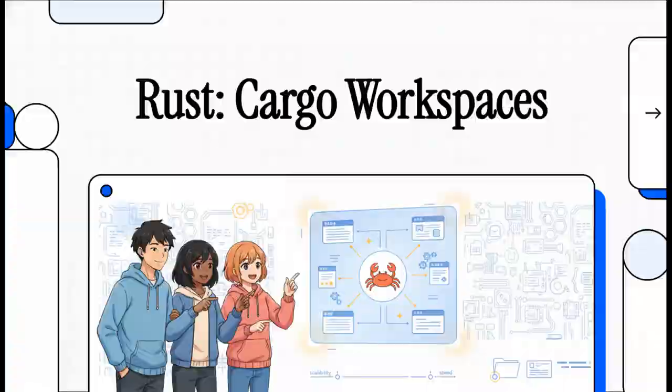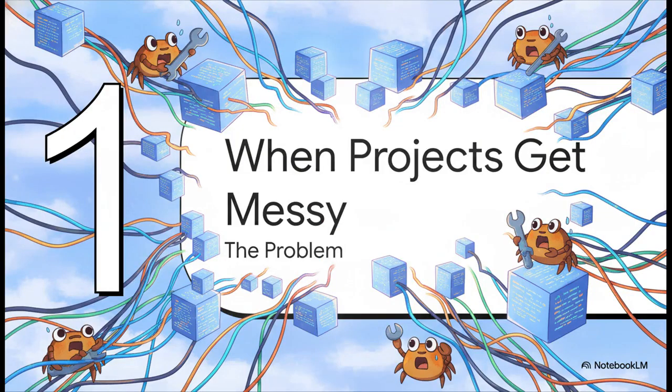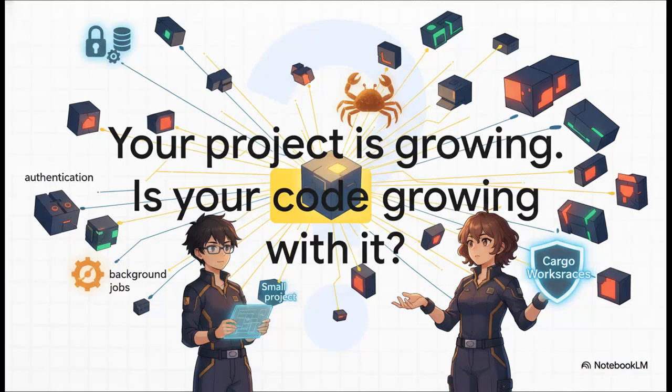Let's dive in. So, let's start with a story that's probably really familiar to any developer out there, no matter what language you use. It's that moment when your beautiful, simple project starts to get a little messy. I mean, really think about it. That side project or that new app at work, it started out so clean. But now it's got auth, and a database layer, and maybe some background jobs. Is your code structure actually keeping up with its complexity? Or does it feel like you're starting to fight it every day?